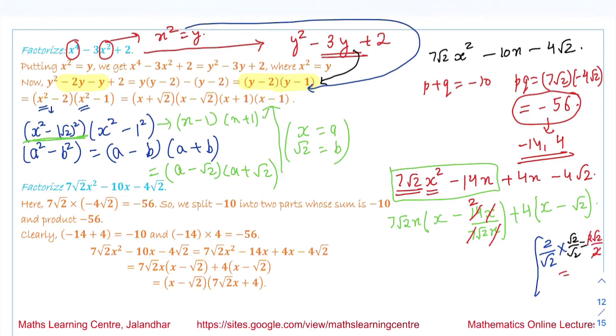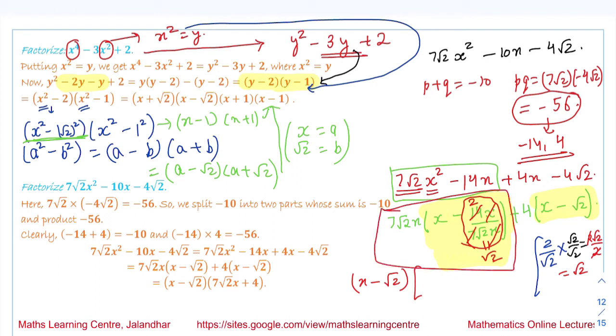This 2 gets cancelled and the answer is square root of 2. So this whole term is equal to square root of 2. Now what we get is x minus square root of 2, and this term is also x minus square root of 2. So we take x minus square root of 2 common from the first term. What we are left with is 7 root 2x. From the second term we are left with plus 4. So this is our answer in this case.